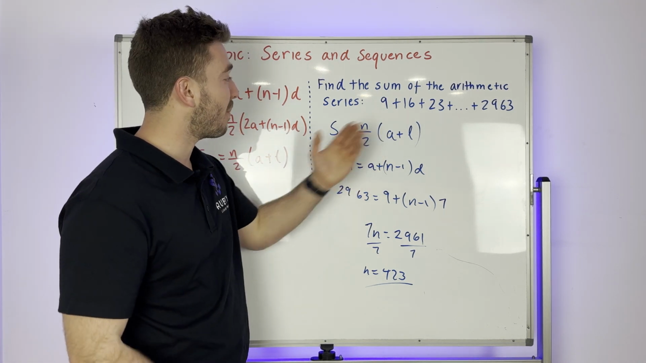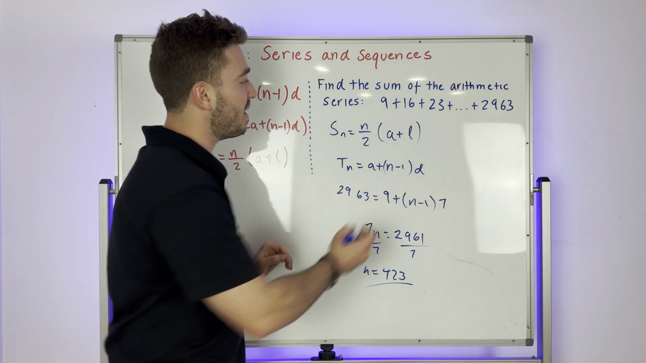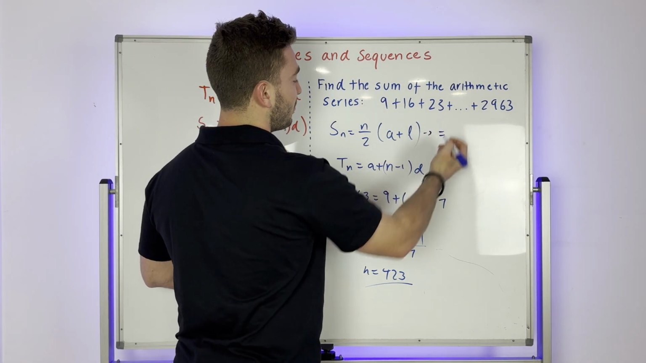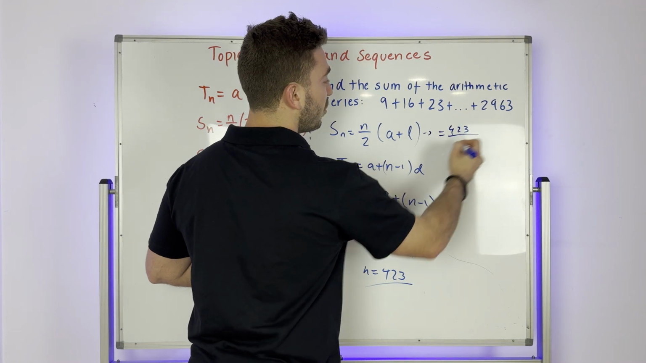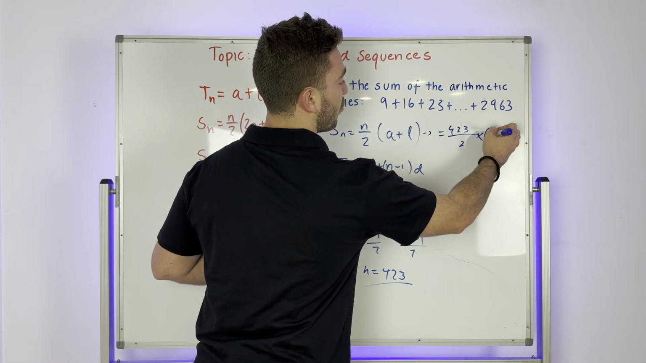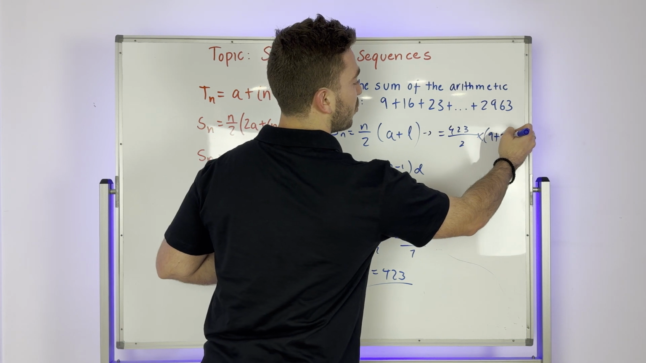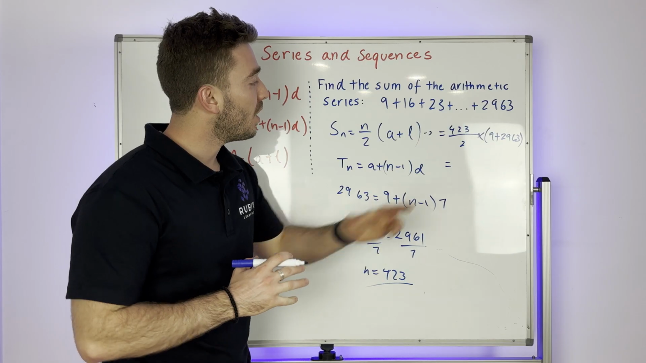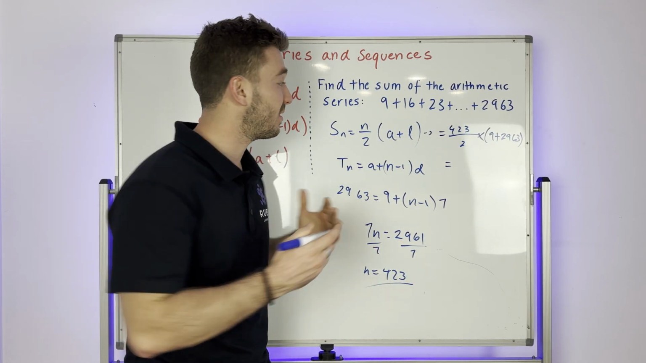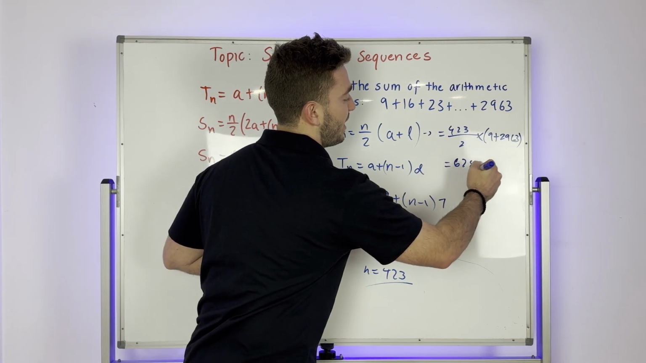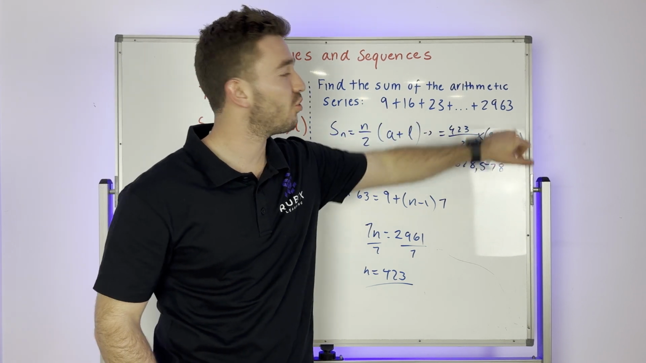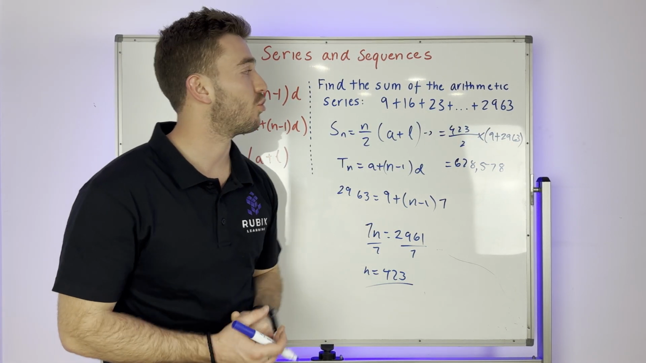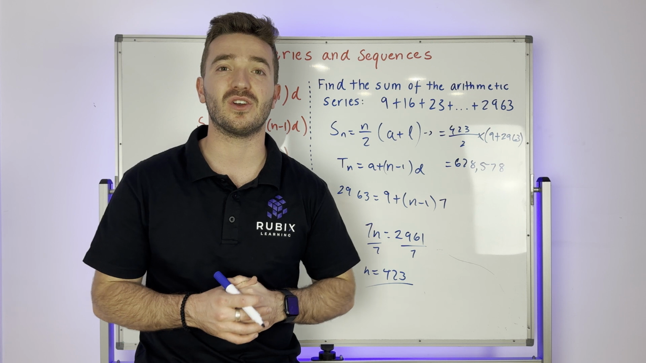All we can do now is come back to this formula up here and sub it in. So our sum is going to equal 423 divided by 2, multiplied by a, the first term, which is 9, plus the last term, 2963. Now, all you need to do is put this into your calculator, simplify it, and you get 628,578. That is the sum of the first 423 terms. We know there's 423 terms in this series.